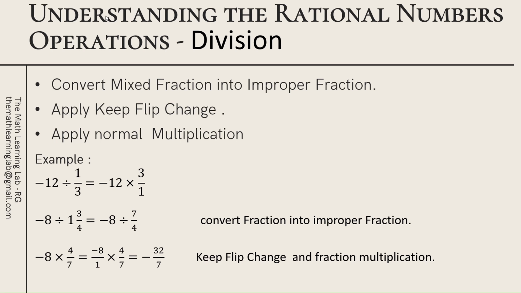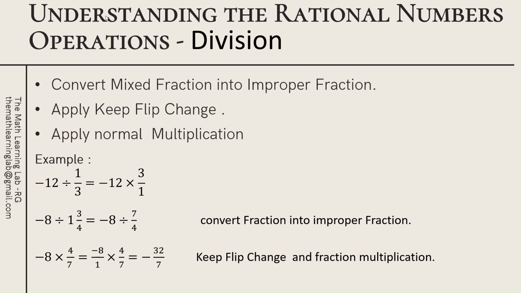Understand the divisions of the rational numbers. The first step you need to do is convert the mixed fraction into an improper fraction. That makes our work easy. Apply the keep-flip-change that we use to do the division of fractions, and apply the normal multiplication of a fraction or the decimals.